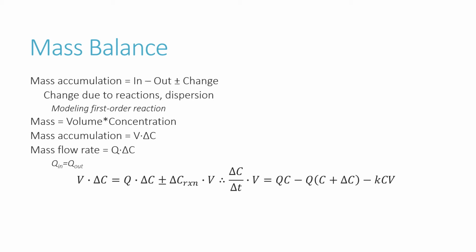Mass has the components of volume and concentration of the substance. The mass accumulation rate is the volume times the change in concentration, and the mass flow rate is the volumetric flow rate times the change in concentration. The complete mass balance can be written as the change in mass is equal to the flows in minus the flows out, plus or minus the change over the distance, and the change due to reactions. In this case, reactions reduce the concentration of the compound of interest, so the sign is negative. The full mass balance equation is written here.